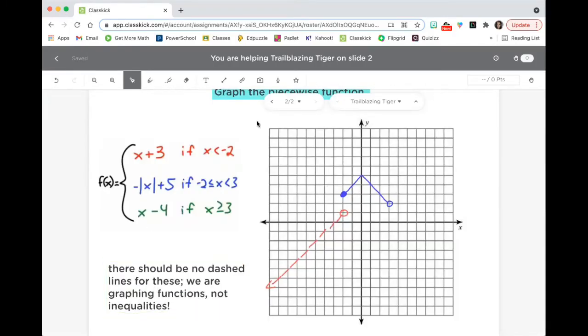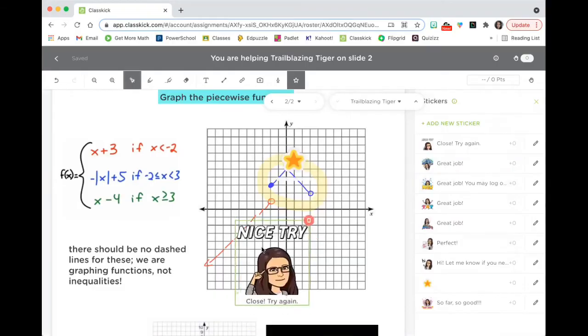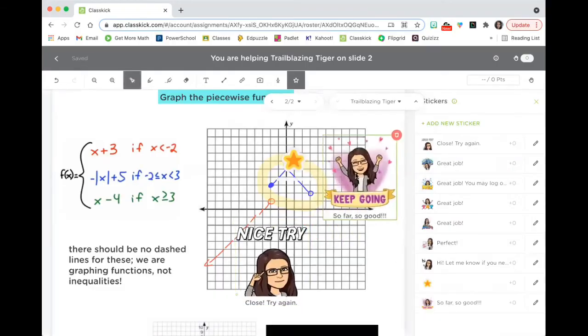I could also choose to highlight something that is correct or incorrect. I could give them a sticker saying good job. I've created some stickers using Bitmojis, also say close, try again, or if they're in the process of working on it, just so they know that I know that I'm checking in. I have a keep up the good work. What you're doing is working well.